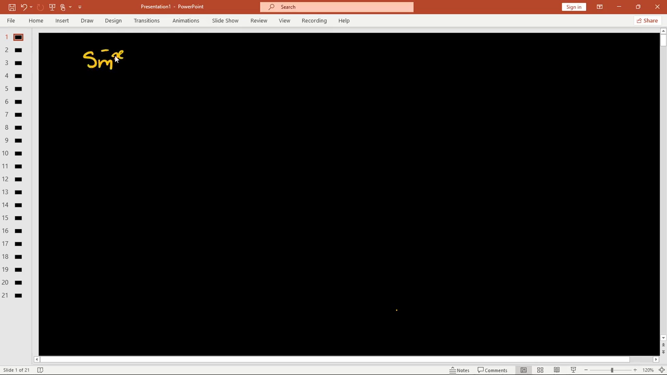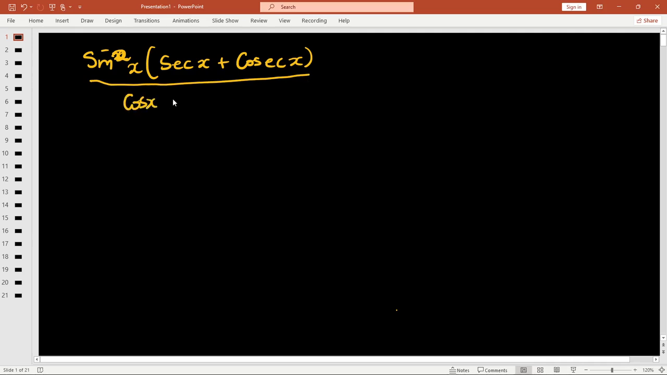So we need to prove that sine squared x, open brackets, sec x plus cosec x, divided by cos x tan x, is equal to 1 plus tan x, like this. Okay, so here we need to show that the left hand side is equal to the right hand side here.